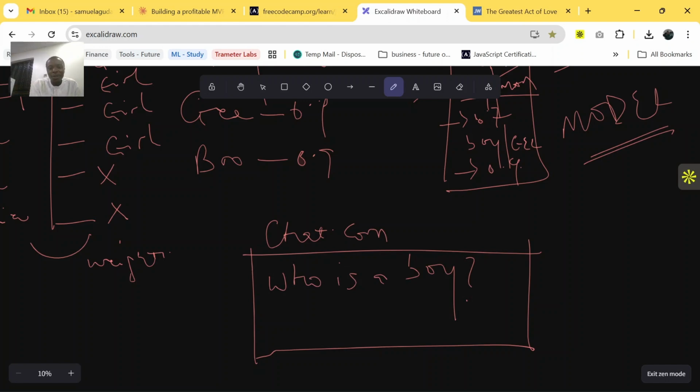ChatGPT does not go to the data to look for answers. No, it doesn't do that. That's not where it goes. It does not go to the connections that it made during learning. Nope, it doesn't do that. It goes to the model.